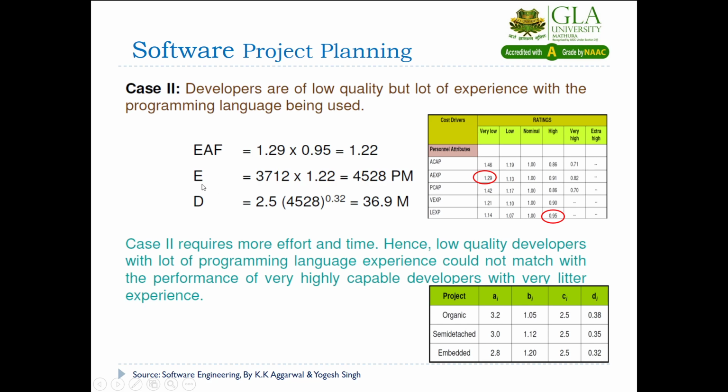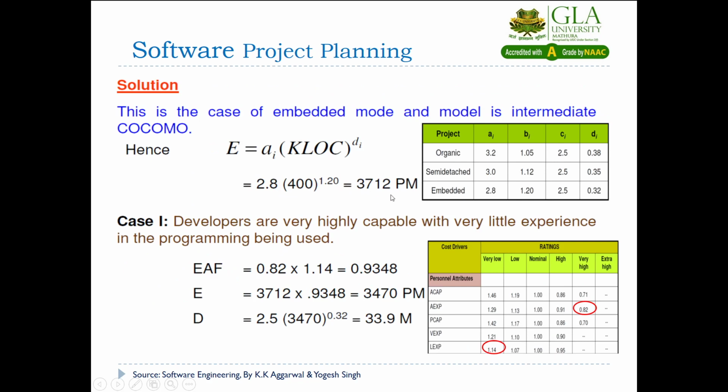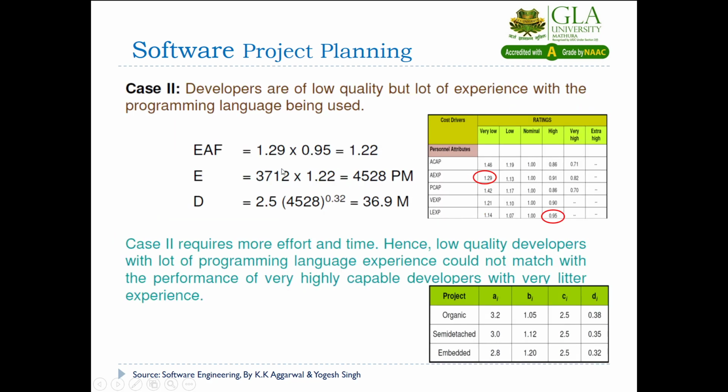Now again you have to compute E. You have computed E already, or directly you can put the formula here, 3712 into 1.22. So we are getting 4528 person months, and D equal to 2.5, which you take from the table again, 2.5 and 0.32. So you will compute 36.9 months. If we talk about effort and duration, here we are taking more duration. So there is one conclusion: the second case requires more effort and time. So it is not very good.